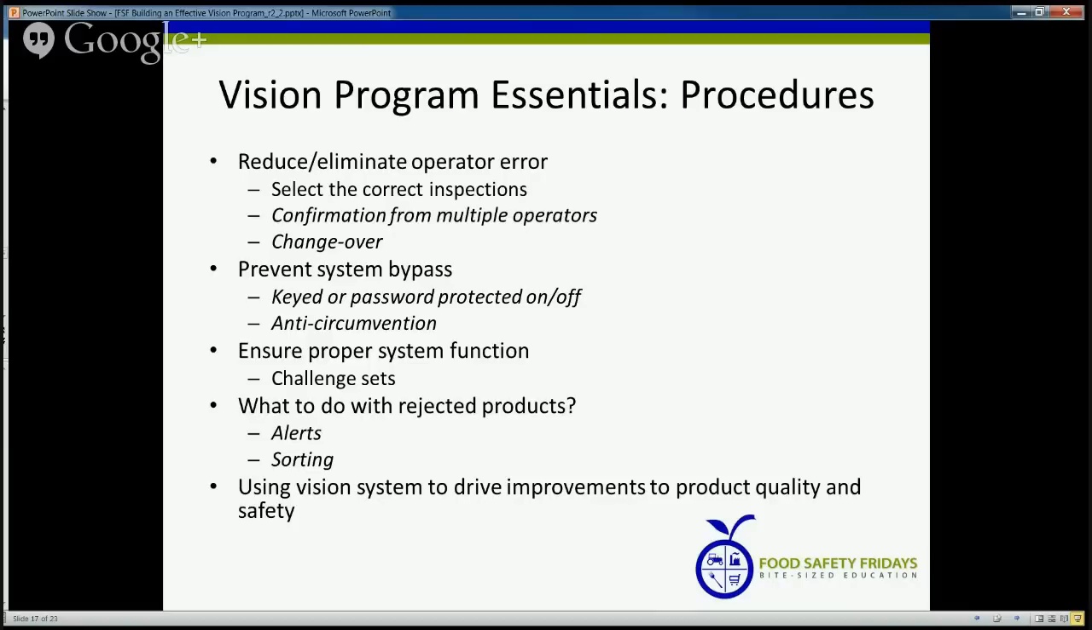What do you do with rejected products? Do you want to have an alert? Do you want to sort those rejected products? Are there two different reject bins, one for product to recycle or to rework, and another bin for product to throw away?